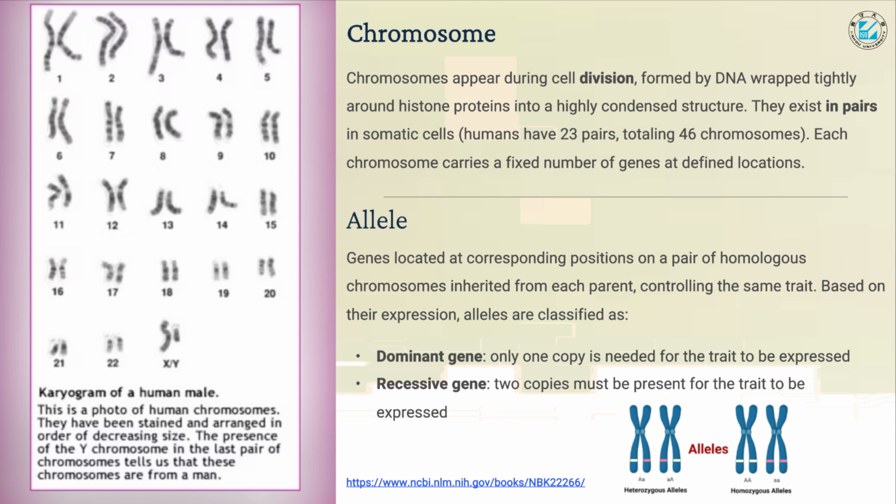Any disruption in this pathway may lead to abnormal gene expression. For example, if a growth signal is always activated, the cell may divide continuously. This is one of the key mechanisms involved in cancer development.